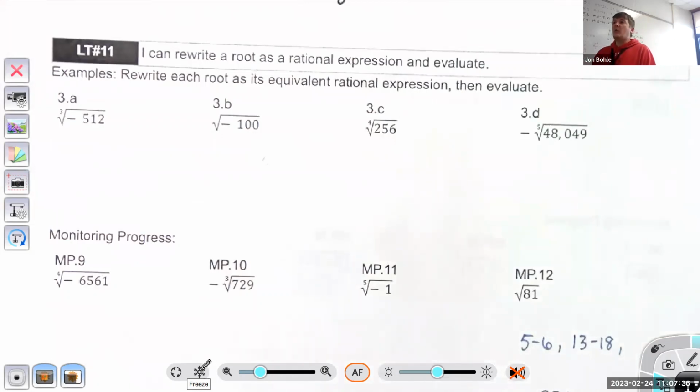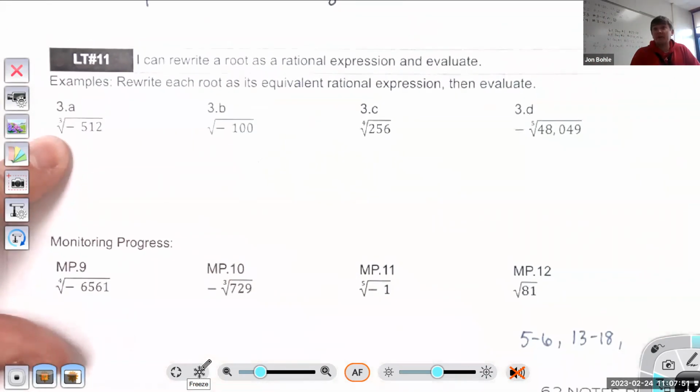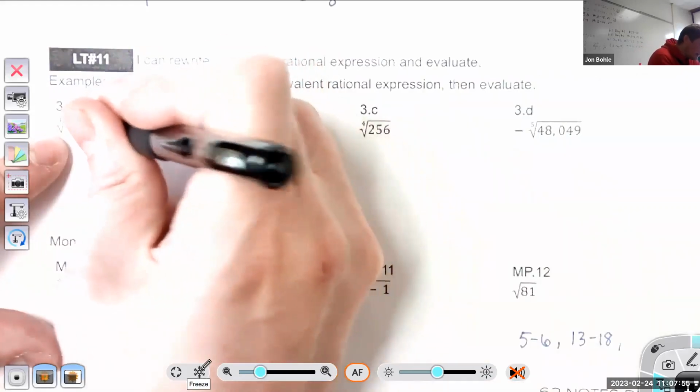So now your goal is to be able to rewrite a root as a rational expression, meaning a base and an exponent. I have to see that. And then you also have to tell me what number it is equal to. So, cube root of -512. What would my base be if I wanted to rewrite this as a base with an exponent?